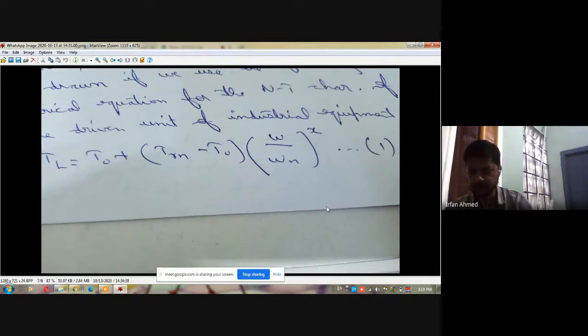Omega n is the nominal or rated speed of the motor, again in radian per second. Omega is the actual speed. So TRN is the resisting torque developed by the unit when it is driven at its nominal or rated speed omega n. And x is an exponential coefficient characterizing the change in resisting torque with change in speed. Okay, is the equation clear?